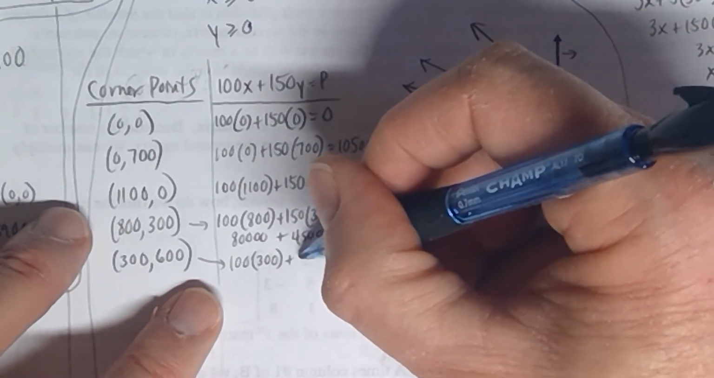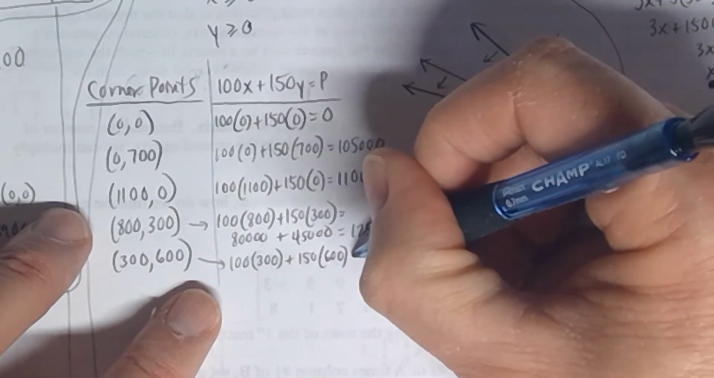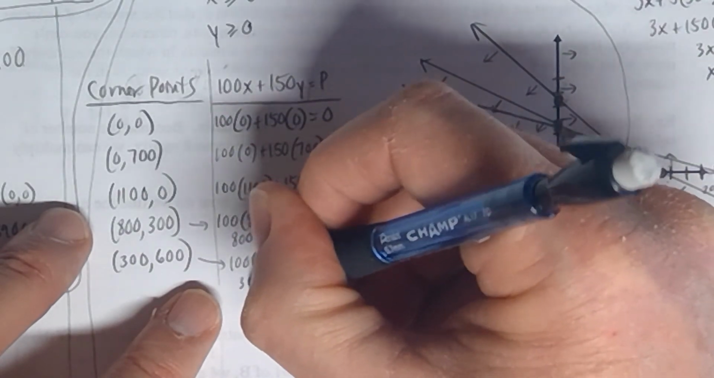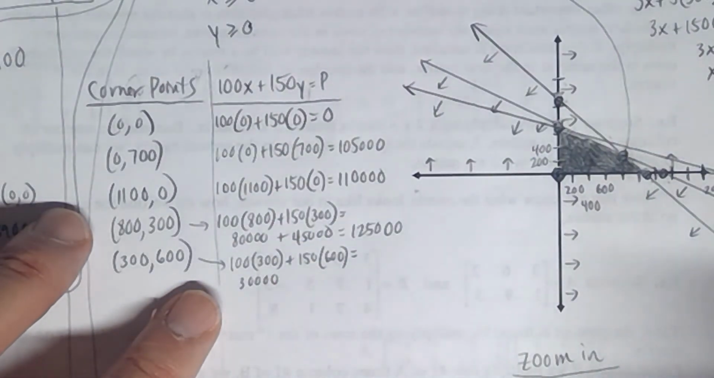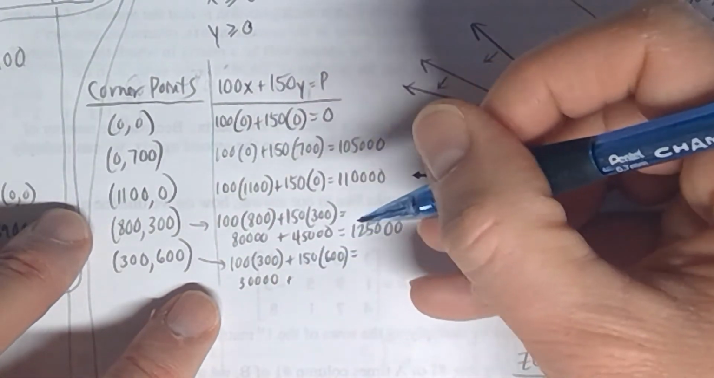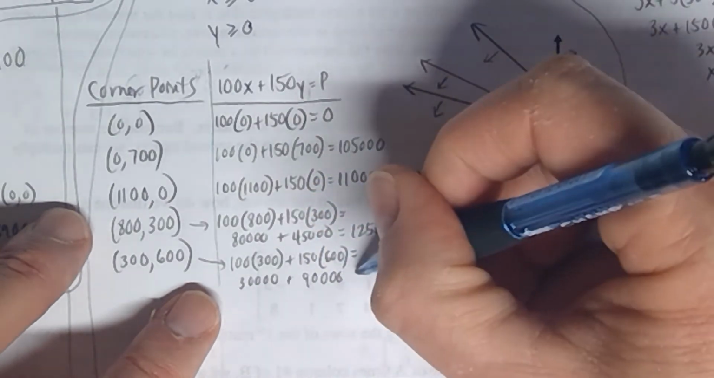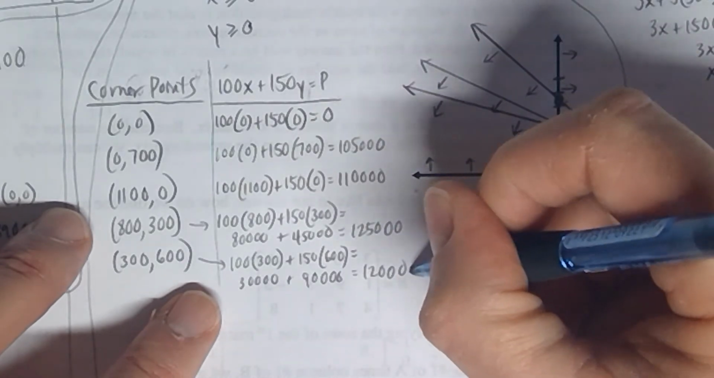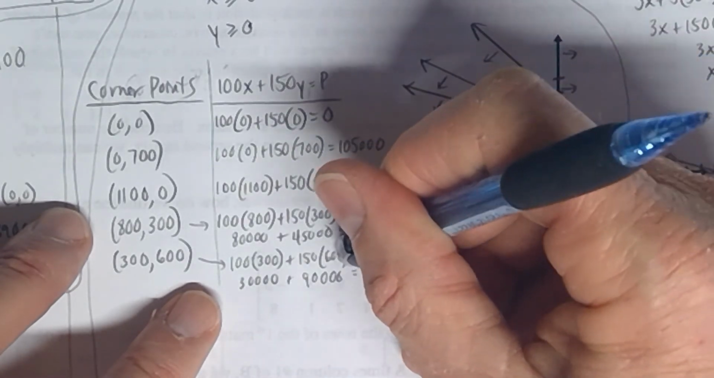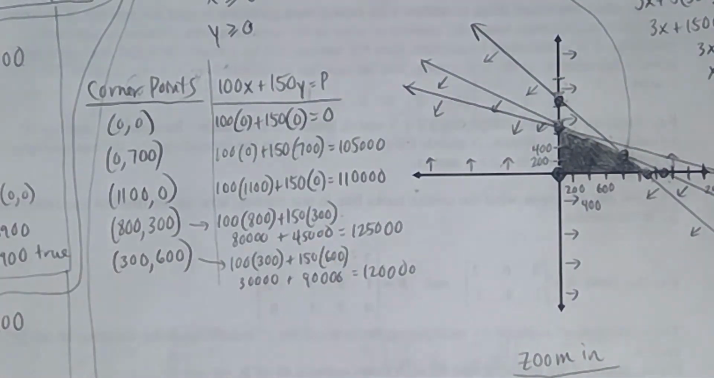100 times 300 plus 150 times 600. Okay, we get 30,000 plus 90,000, and oh, it looks like it's going to fall just short here. 120,000. So that means that the previous one right there, the fourth one, that's the one that gives us the biggest P, which is profit.